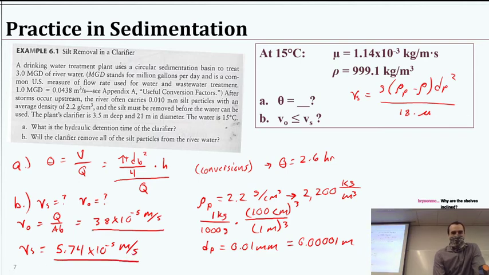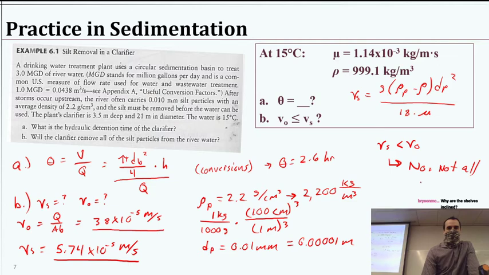And if we do that comparison, the 38 versus the 5.74, we see that the critical settling velocity is much higher than the actual settling velocity of these particles. That means these particles are not settling fast enough to match or exceed that critical point. So comparing, we see that Vs is smaller than V naught, which means the answer to the problem is no, not all are removed.